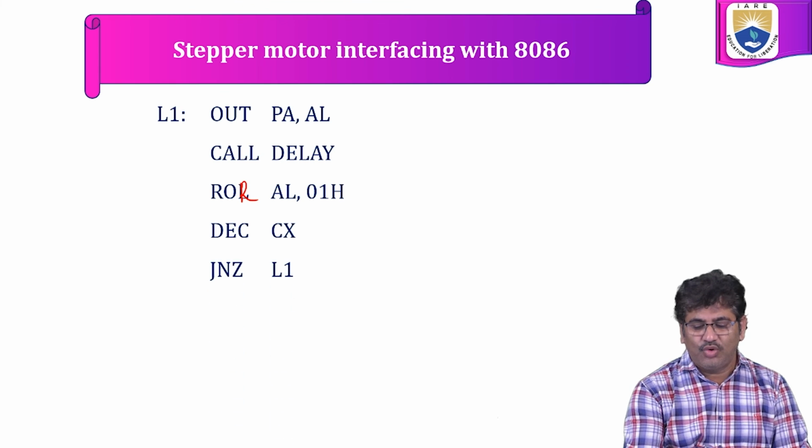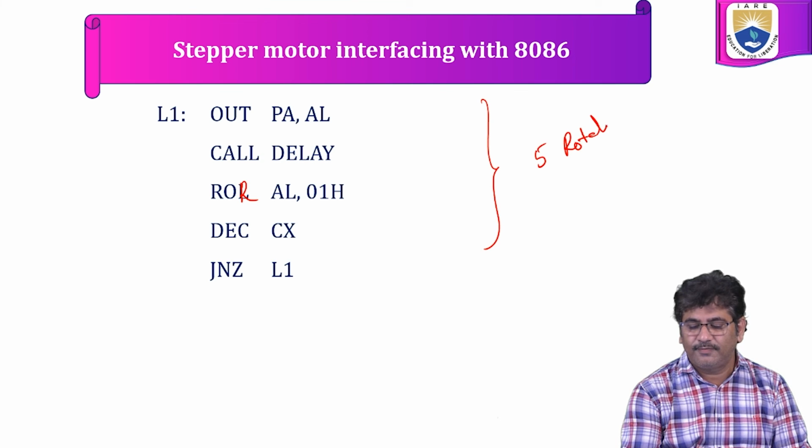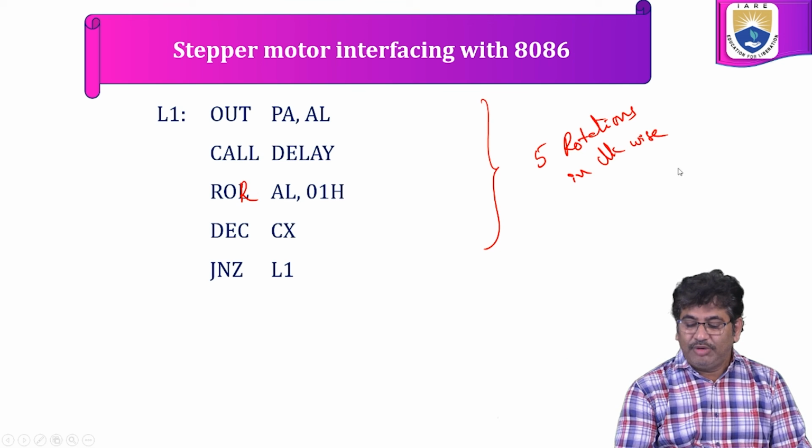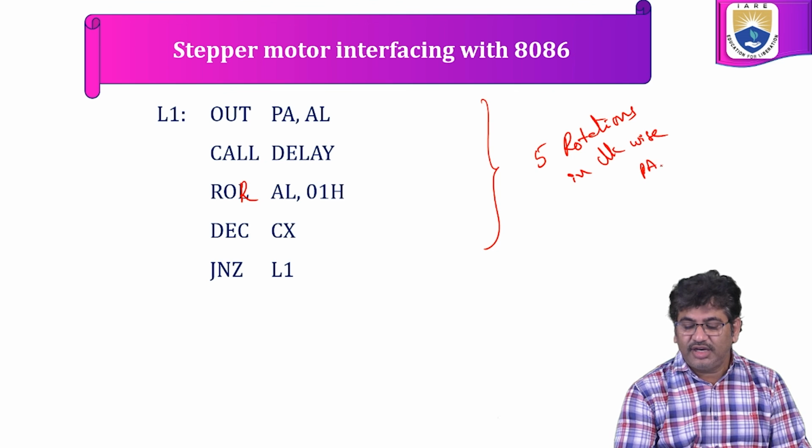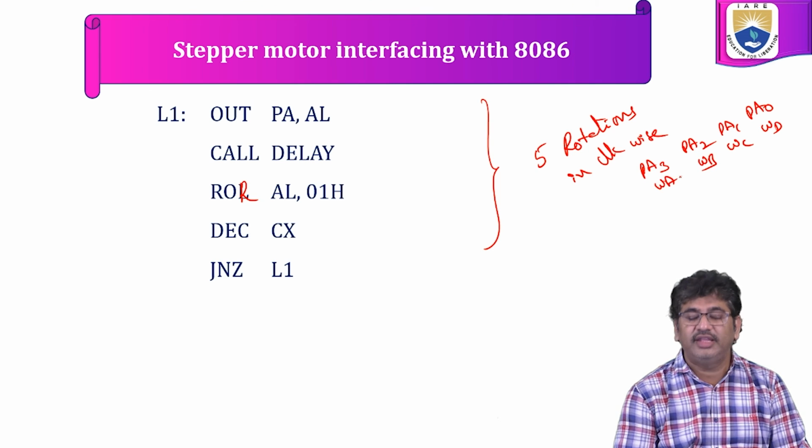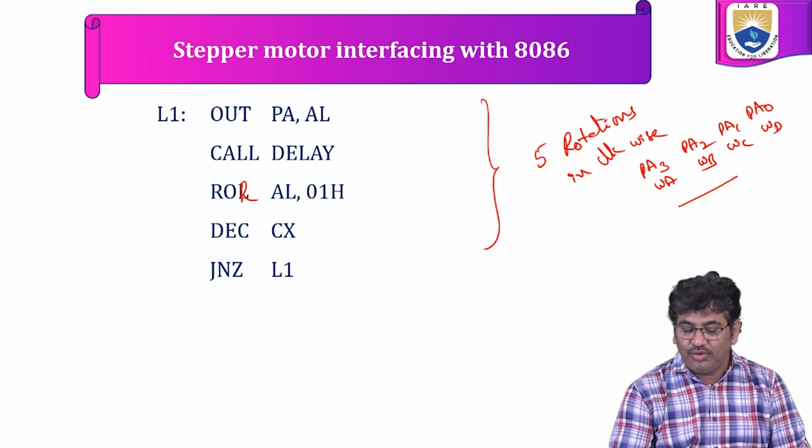So this program is used for 5 rotations in clockwise. Remember here, as we have considered port A3, port A2, port A1, port A0 for winding D, winding C, winding B, winding A. In this manner, we have to use the ROR instruction.